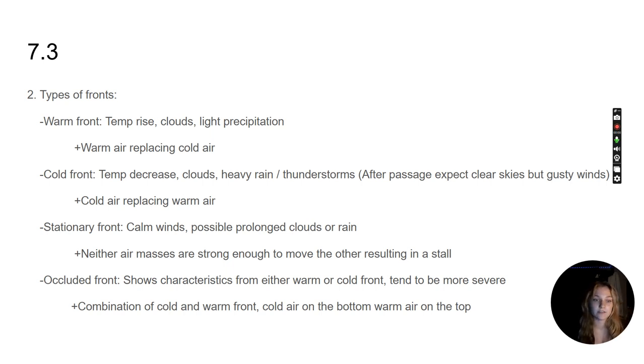Then we have a stationary front, which has calm winds and possible prolonged clouds or rain, and it's where neither air mass is strong enough to remove the other, resulting in a stall. Basically, the air masses are just meeting like this and they're equal strength. It's like Hiroshima and Tetsu, they neither can take each other down. And then we have the occluded front. It shows characteristics of either a warm or cold front, and they tend to be more severe. It's a combination of cold and warm air. The cold air will be at the bottom, and the warm air will be at the top, so there's a temperature inversion going on here.